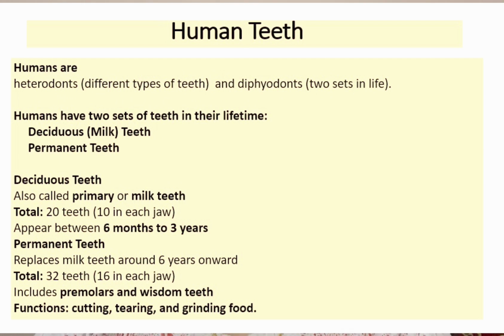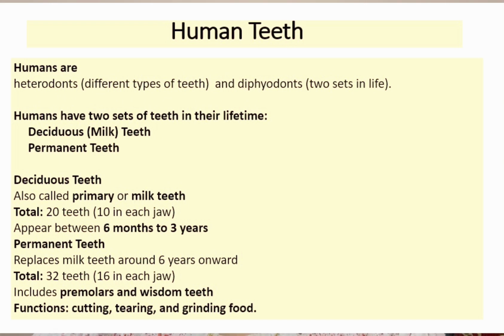We are heterodont, meaning we have different types of teeth, and diphyodont, meaning we have 2 sets in a lifetime. Deciduous teeth are total 20 in number, appear between 6 months and 3 years and are replaced by permanent teeth around 6 years onward. Permanent teeth are total 32 in number and include premolars and wisdom teeth, helping in cutting, tearing and grinding food.